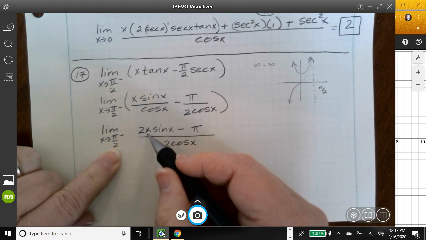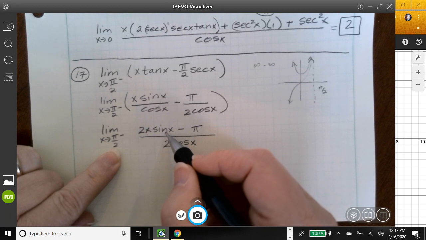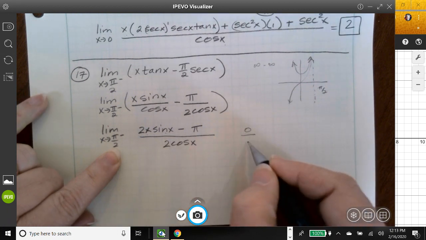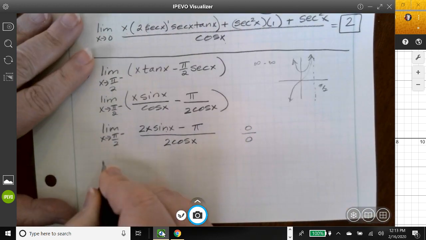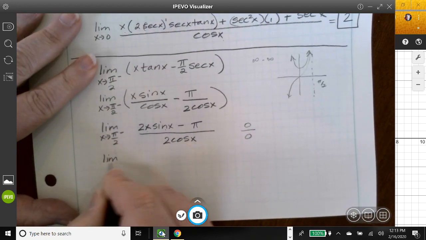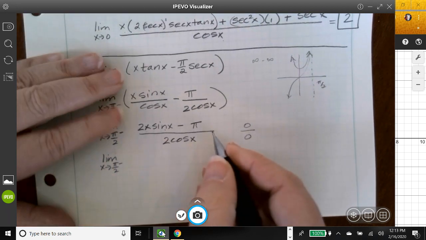And so what happens when I plug in pi over 2? Well, 2 times pi over 2 is pi. Sine of pi over 2 is 1, so this is pi minus pi, which is 0, over 2 times the cosine of pi over 2, which is 0. So that's 0 over 0. And yes, I have to use the product rule in the numerator, but maybe I only have to do it once. Let's see what happens.